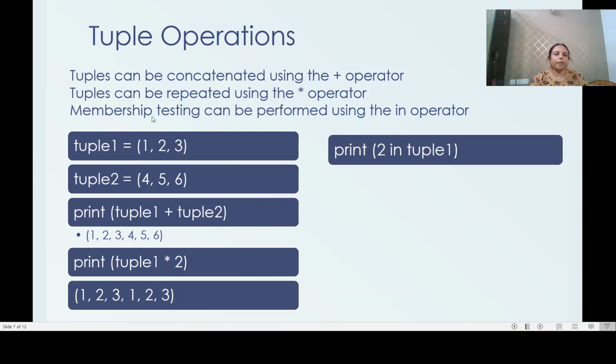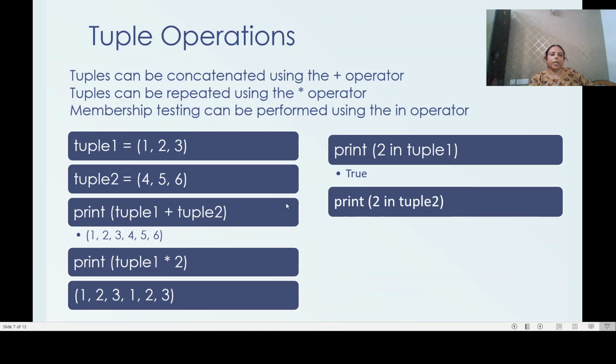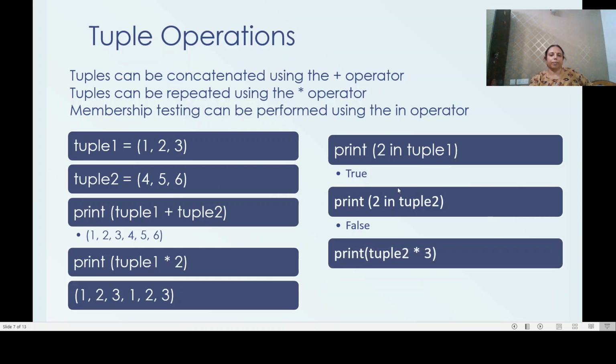And I am testing for the membership. Membership means whether a particular element is present in the tuple or not. So I need to give an element 2 in tuple 1. Then it will return me true. So if I give 2 in tuple 2, then it should return me false. Okay, that element 2 is not present in tuple 2.